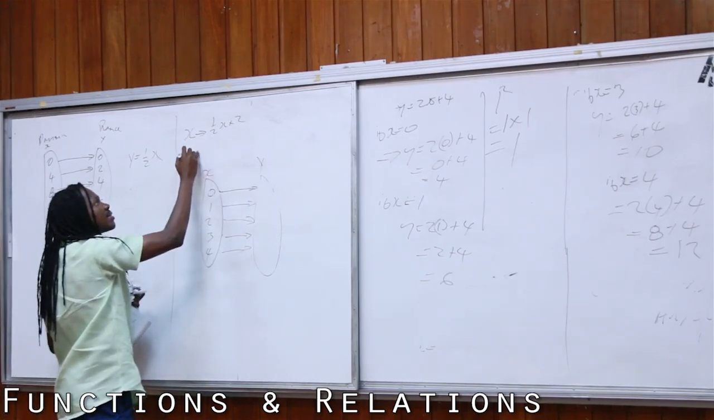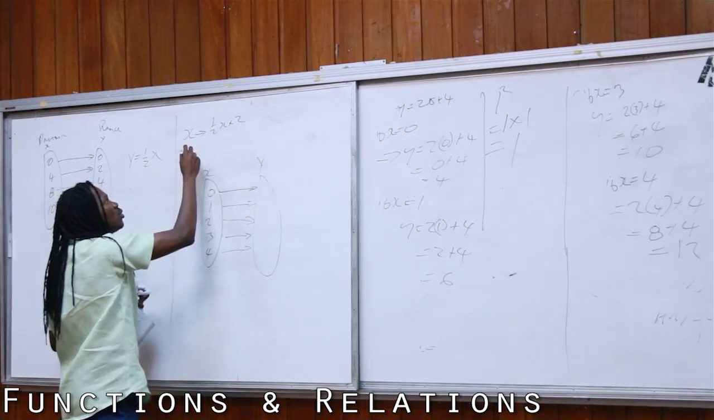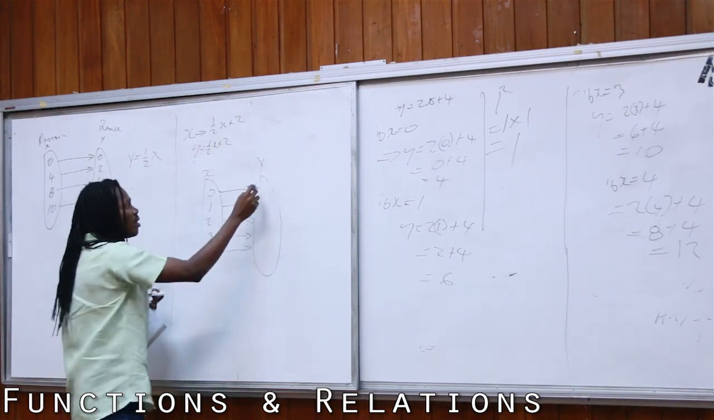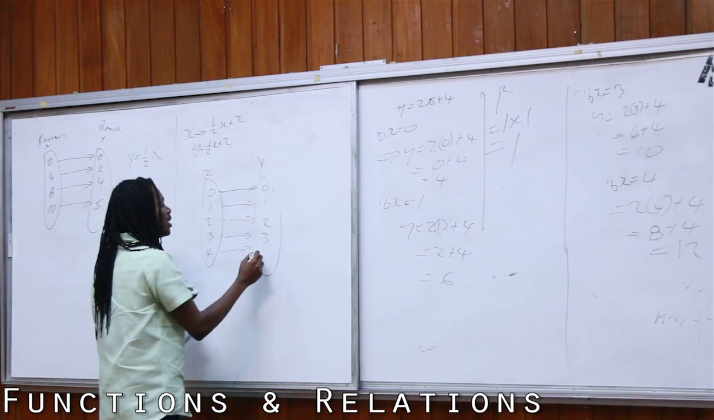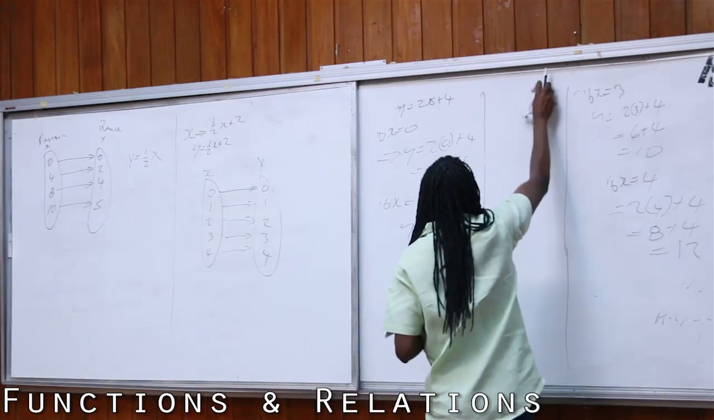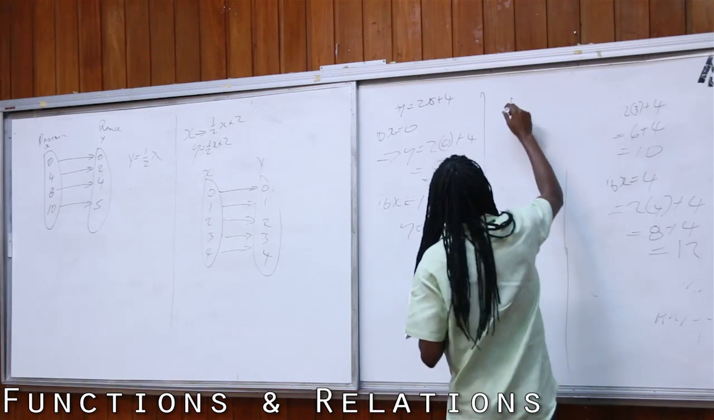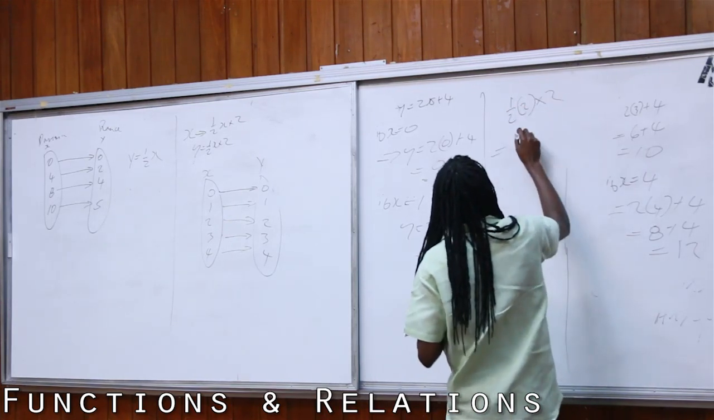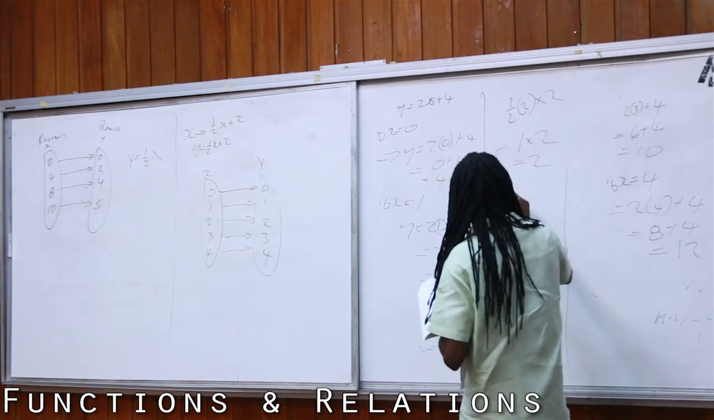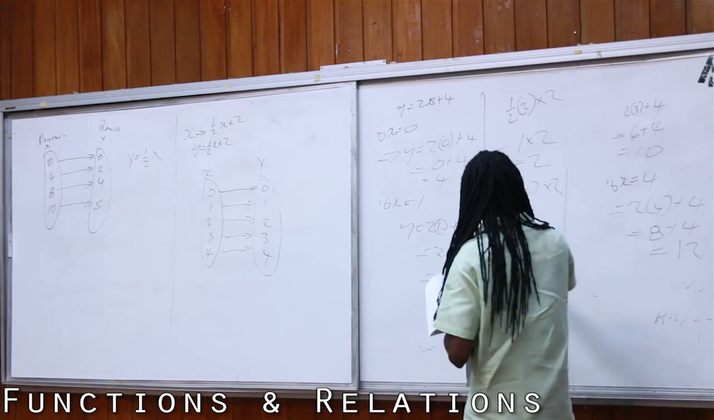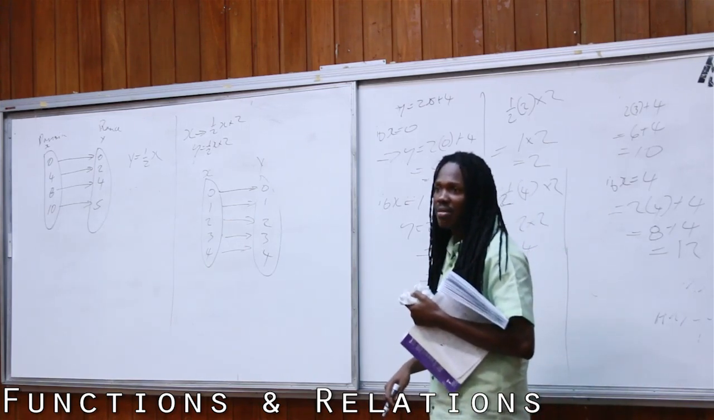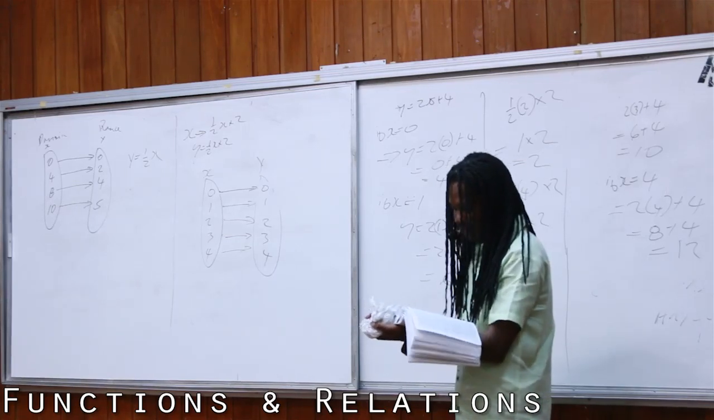This implies that if x is mapped onto half x times 2, then y equals half x times 2. Take 0, 1, 2, 3. Half of something times 2 gives back itself. If x is 2, half of 2 times 2 equals 1 times 2, which equals 2. If x is 4, half of 4 times 2 equals 2 times 2, which equals 4. Everybody understand that? All right, now go on.